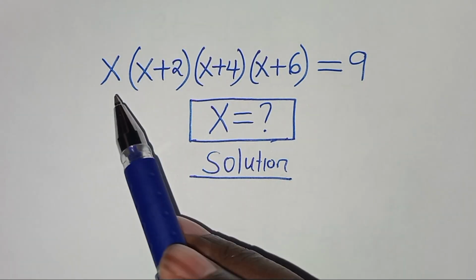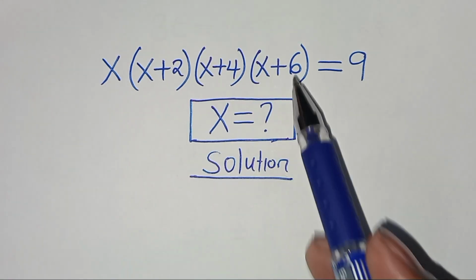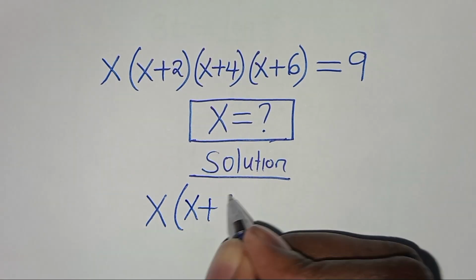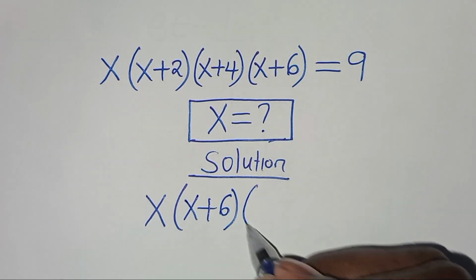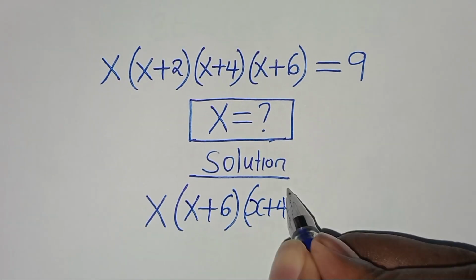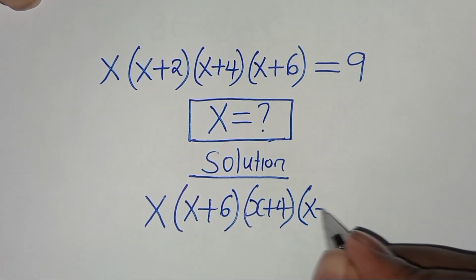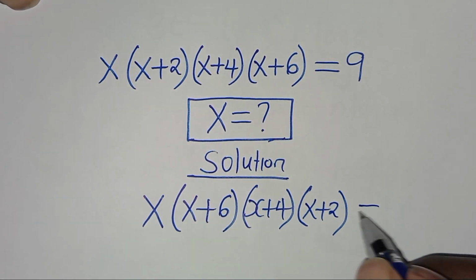So the first thing to do here, let's multiply x with x plus 6. So we have x times (x plus 6), then we have (x plus 4) multiplied by (x plus 2) from here. This is equal to 9.